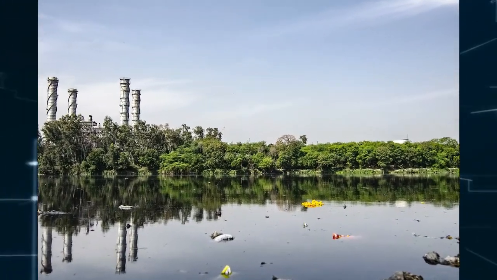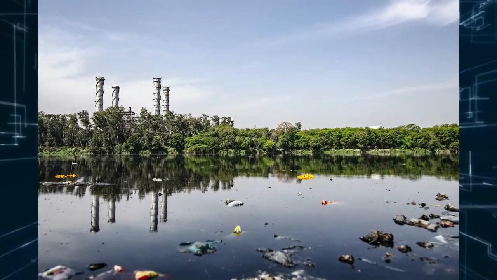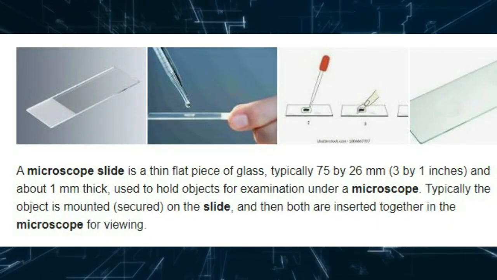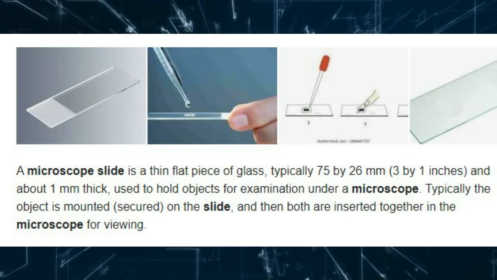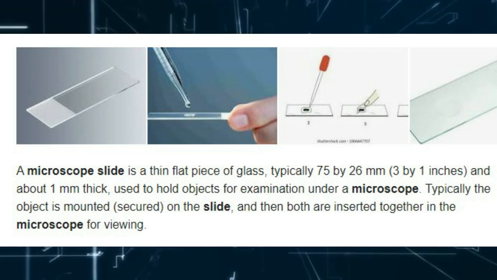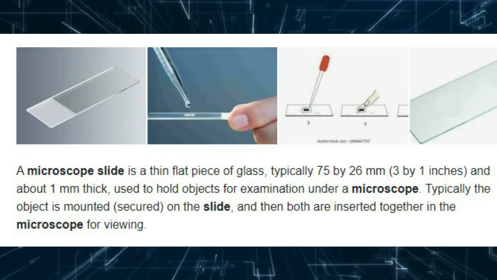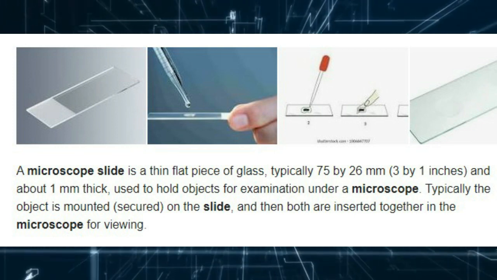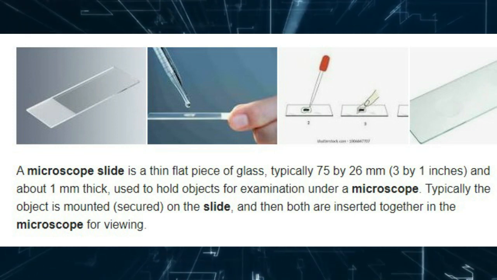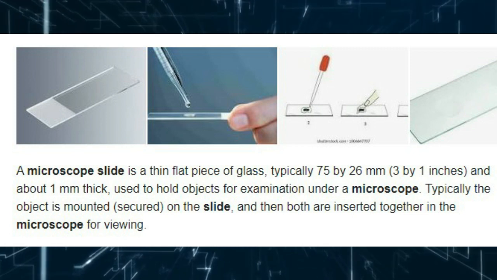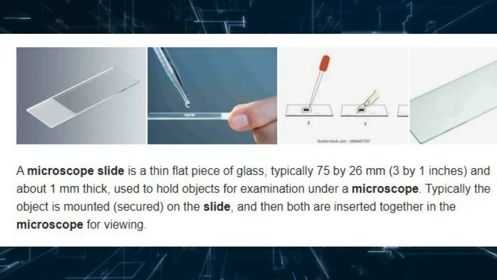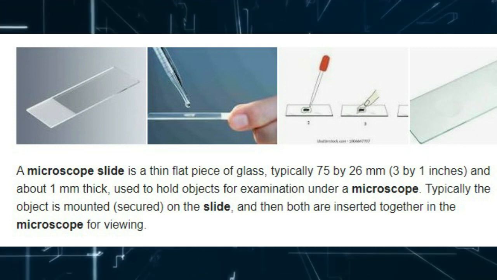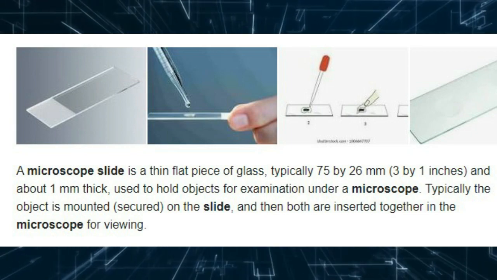Take a little amount of polluted water and a microscope. Do you know about the slide of a microscope? It is like this. A microscope slide is a thin flat piece of glass, typically 75 by 26 millimeters and about 1 millimeter thick, used to hold objects for examination under a microscope. Typically, the object is mounted on the slide, and then both are inserted together in the microscope for viewing.